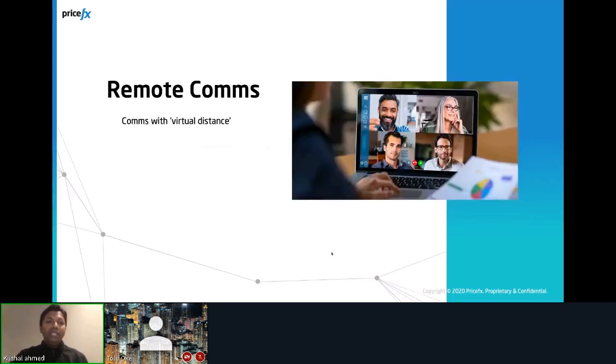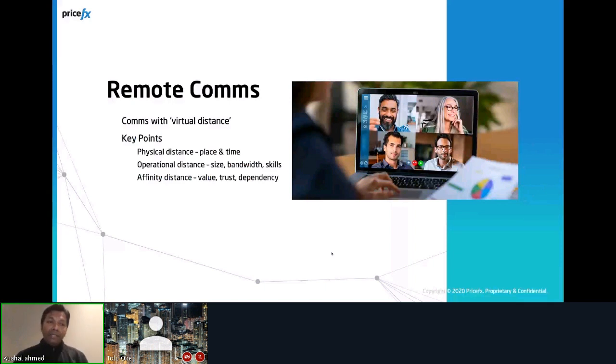For remote communication, the communication is done from a virtual distance. Everyone can appreciate that now, hopefully. And for remote communication, we might have three different types of distances. One kind is physical distance because of the place and time. Place could be different, time zone could be different. Another kind is operational distance. This could be based on the size of the company, bandwidth, and the skills of the team members.